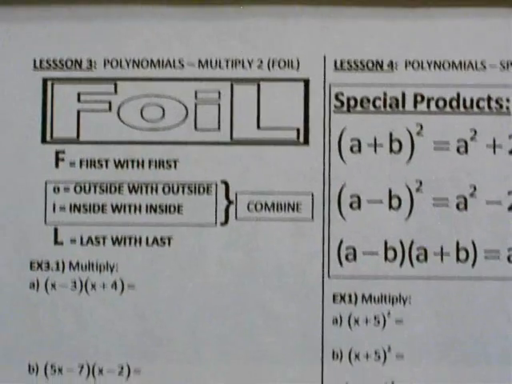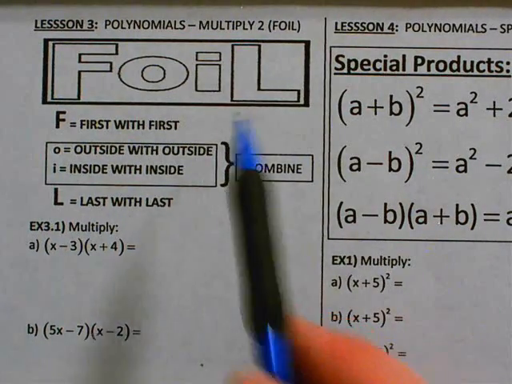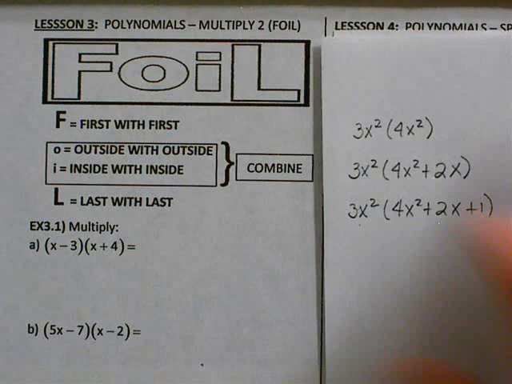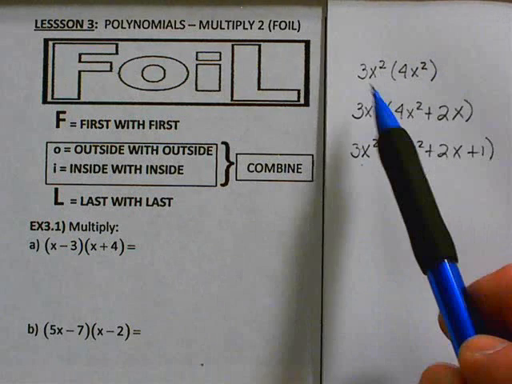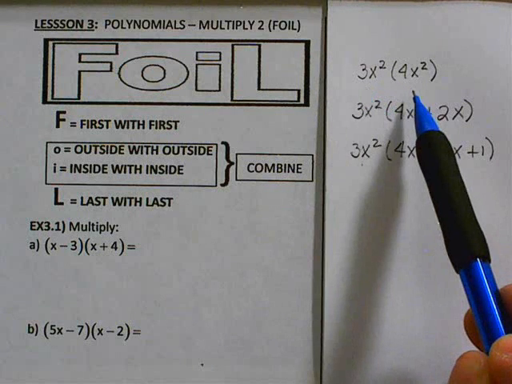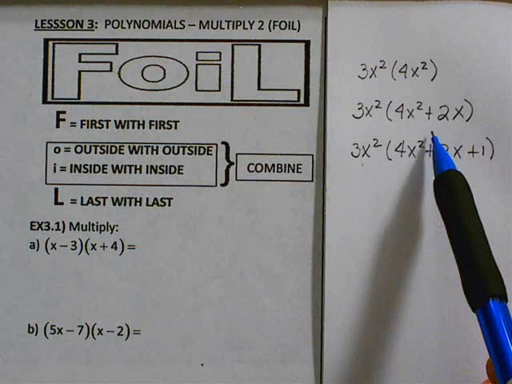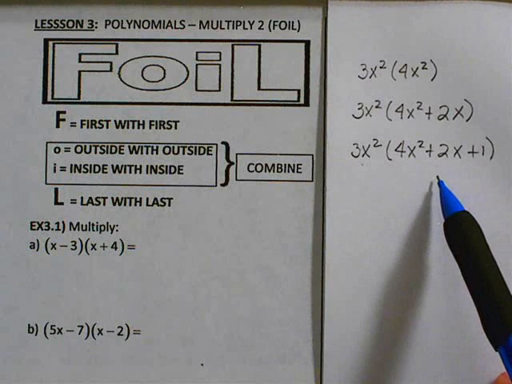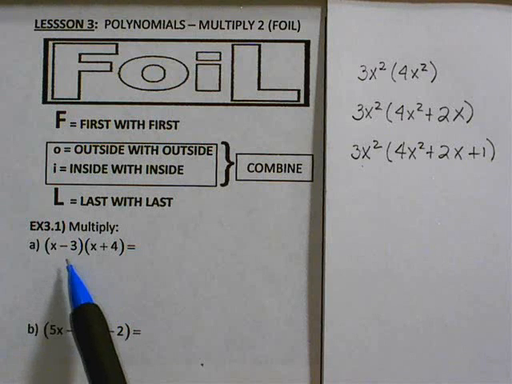So, lesson number 3 deals with multiplying polynomials. Okay. Remember lesson number 2, or the previous lesson, we talked about multiplying polynomials of this form: a monomial times a monomial, a monomial times a binomial, a monomial times a trinomial. Today we're going to talk about multiplying a binomial times a binomial.